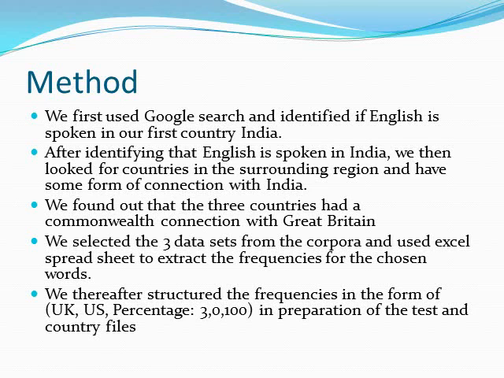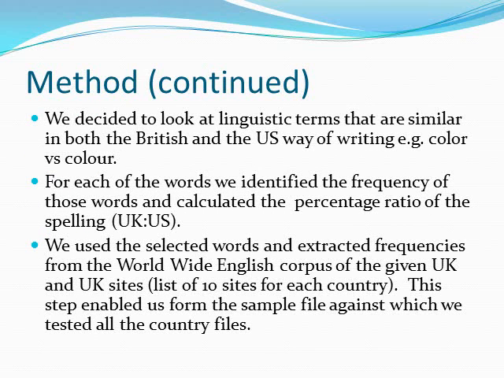We selected the 3 datasets from the corpora and used an Excel spreadsheet to extract the frequencies for the chosen words. We thereafter structured the frequencies in the form of UK, US, and the percentage ratio in preparation for the test and country. We decided to look at linguistic terms that are similar in both British and the US way of writing. For example, the word color, which is spelled with an O in the US way, versus colour, which is spelled with an O U in the United Kingdom way of writing it.